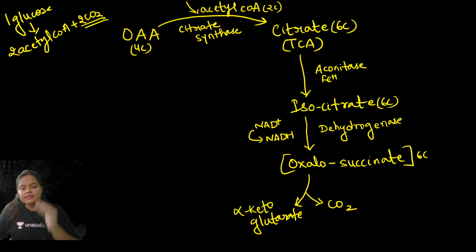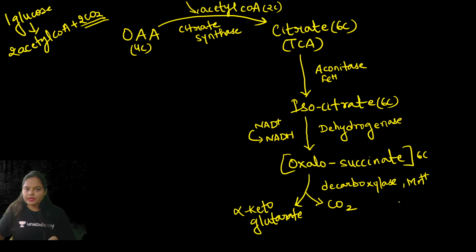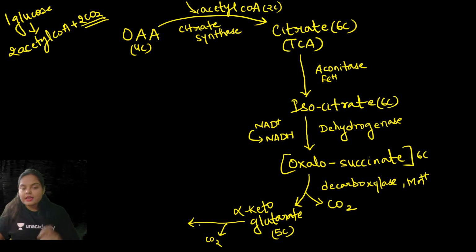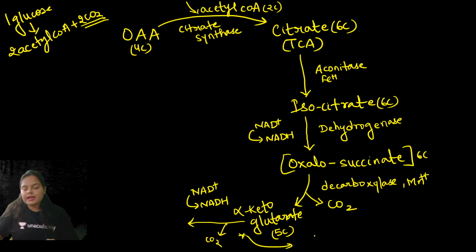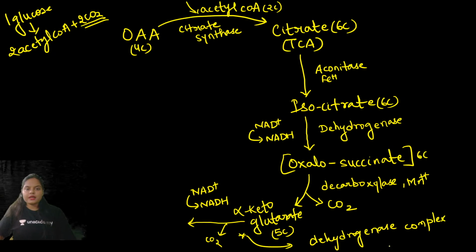Since the process of decarboxylation is taking place, the enzyme involved here is decarboxylase, and this enzyme requires manganese ion as a cofactor. Now this alpha ketoglutarate is a 5-carbon compound. It undergoes oxidative decarboxylation. That means CO2 will be released once again, and the process of oxidation is taking place. So an electron hydrogen carrier is present, and that carrier again is NAD. The enzyme involved here is the dehydrogenase complex. This enzyme also requires lipoic acid, thiamine pyrophosphate, magnesium ion, and coenzyme A. All these components are required here also.